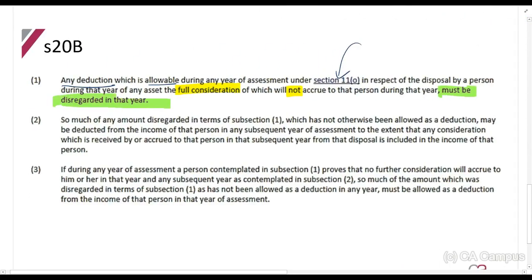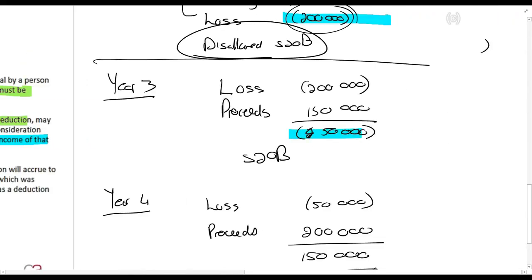Then they say, so much of the amount disregarded in subsection 1, which has not otherwise been allowed as a deduction, may be deducted from the income of that person in any subsequent year of assessment, to the extent that any consideration received by or accrued to that person in that subsequent year from that disposal is included in the income of that person. So they're basically saying you must carry it forward to the next year and you can include it.